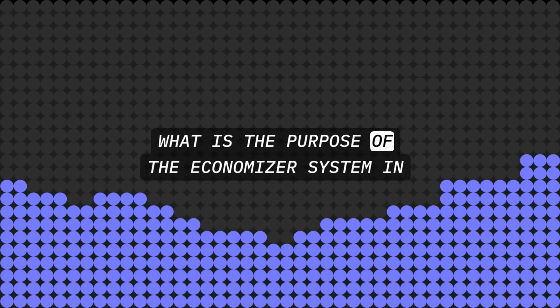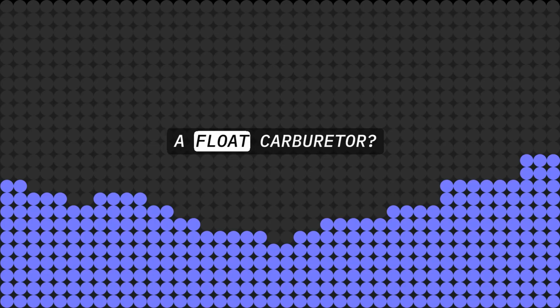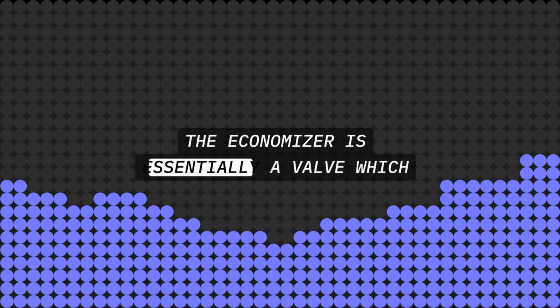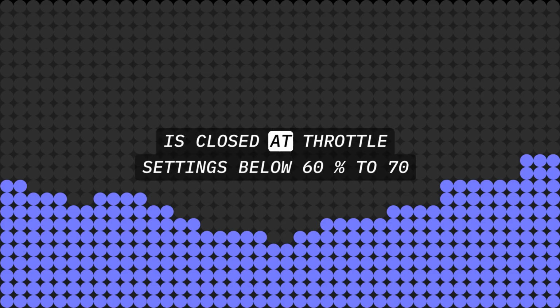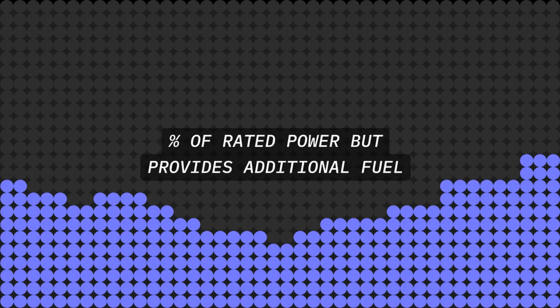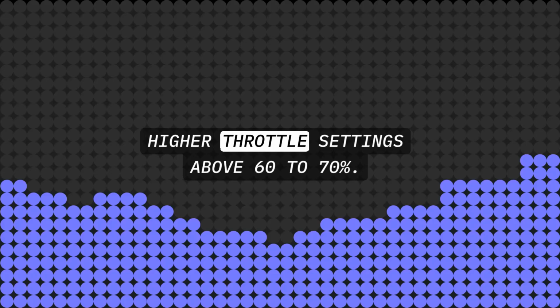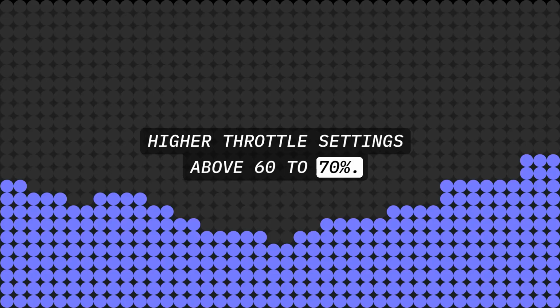What is the purpose of the economizer system in a float carburetor? The economizer is essentially a valve, which is closed at throttle settings below 60% to 70% of rated power, but provides additional fuel for engine cooling to prevent detonation at higher throttle settings above 60 to 70%.